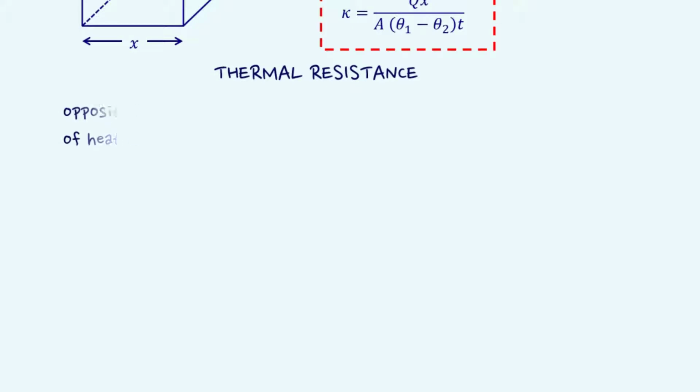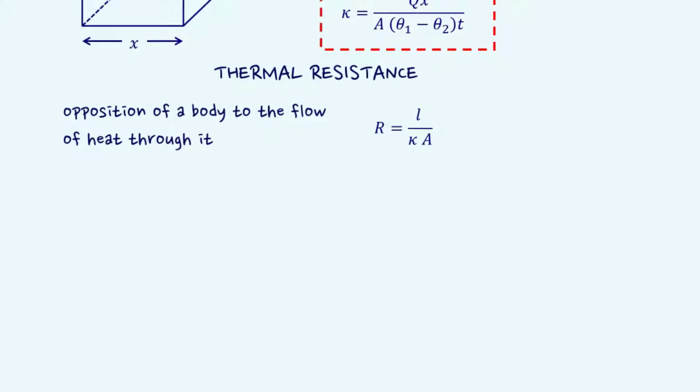Similar to electrical resistance, the concept of thermal resistance can be thought of. It is the opposition of a body to the flow of heat through it. It is represented as R = L/KA.